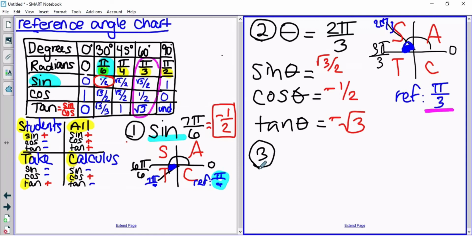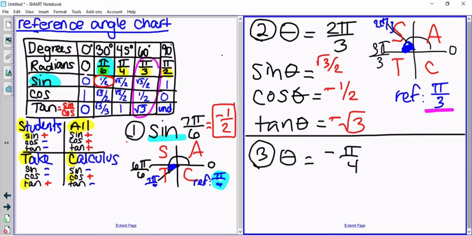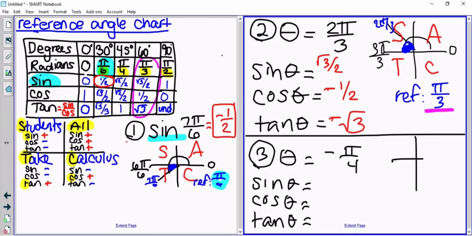Problem 3. Theta equals, and let's try a negative angle, maybe negative pi over 4. Negative pi over 4. And I want us to do the same things that we did before. I want us to find the sine of theta. Excuse my handwriting, guys. Cosine of theta and the tangent of theta. So I'm going to draw my XY axis, and I'm going to locate negative pi over 4.